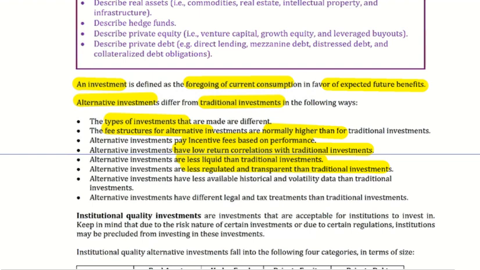We're not necessarily saying that any of these things are good things or bad things. These are just their characteristics of alternatives. They generally have less available historical and volatility data, and they've typically got different legal and tax treatments than do traditionals.